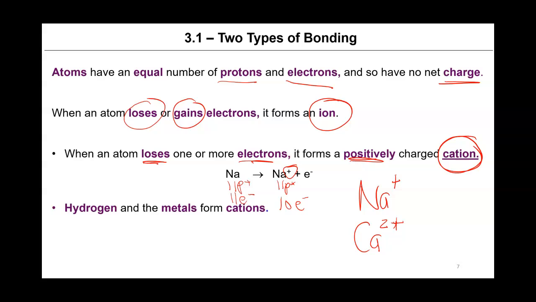So the elements that we observe to form positive ions or cations are hydrogen and the metals, those elements that are to the left of the staircase line.